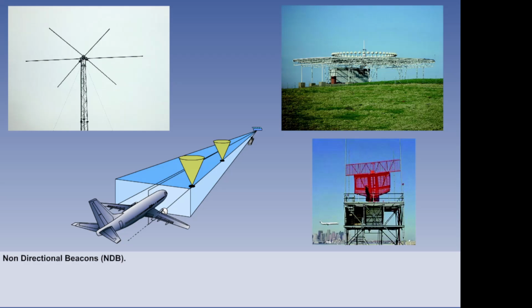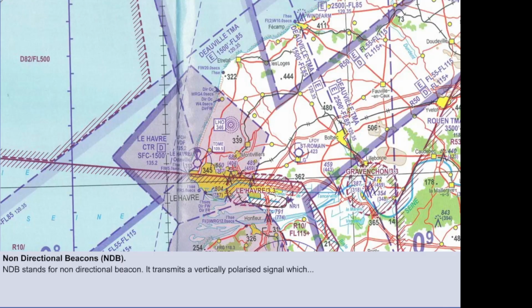We have spent a lot of time looking at the theory of radio navigation. And now we can start looking at the navigation aids themselves, the NDB, VOR, ILS, and radar. We'll start with the most simple, the NDB, which stands for non-directional beacon.